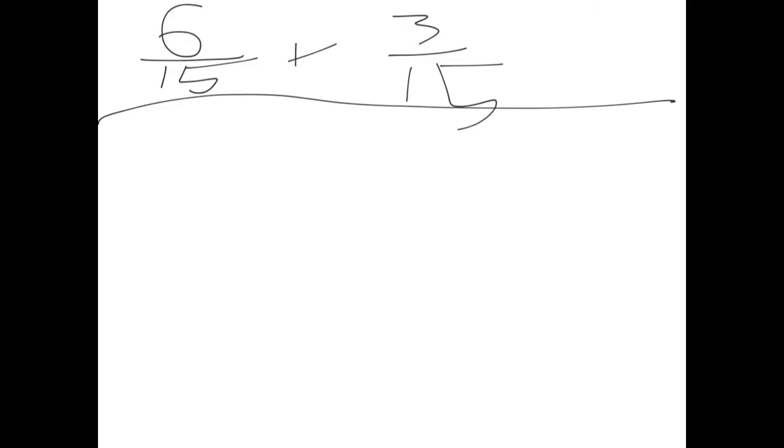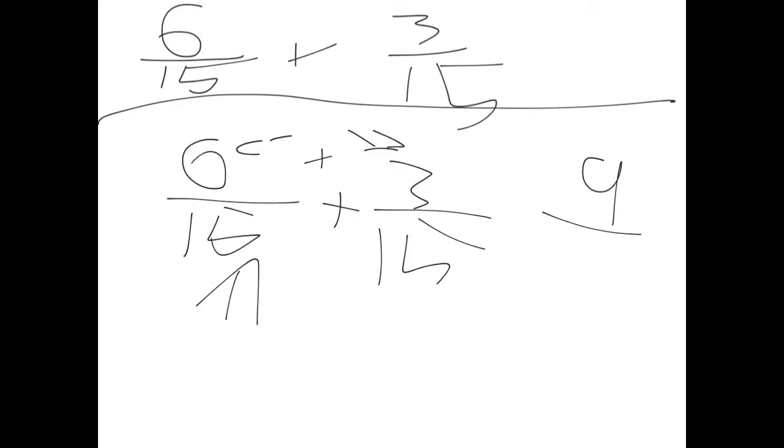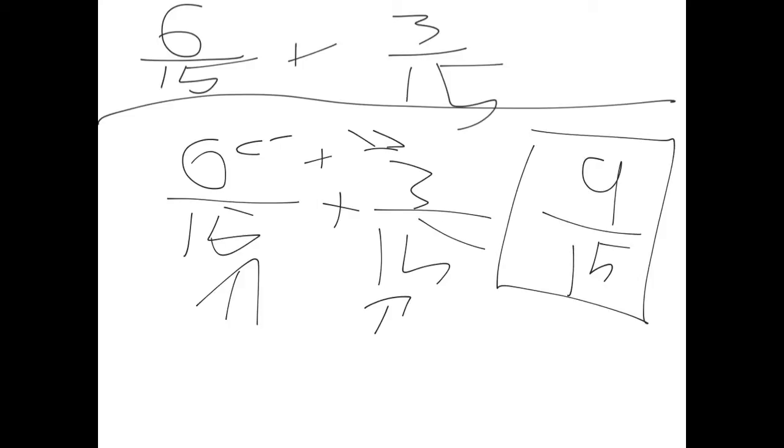3.5, how to add fractions. For this problem, 6 over 15 plus 3 over 15. You basically just have to add the 6 with the 3. So 6 plus 3 equals 9. And then the 15 just stays the same. So you just keep it at 15. So your answer is 9 over 15.